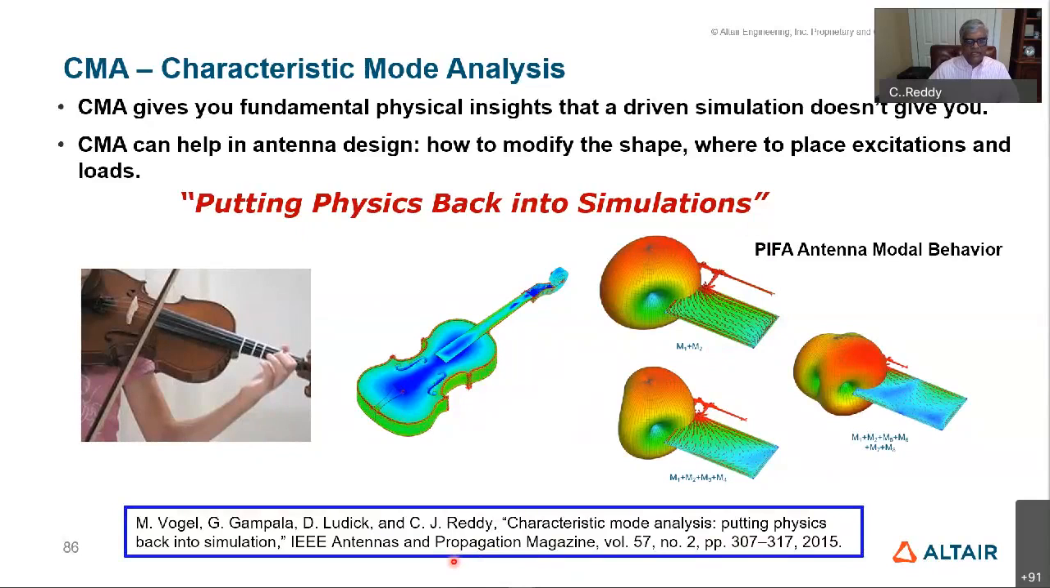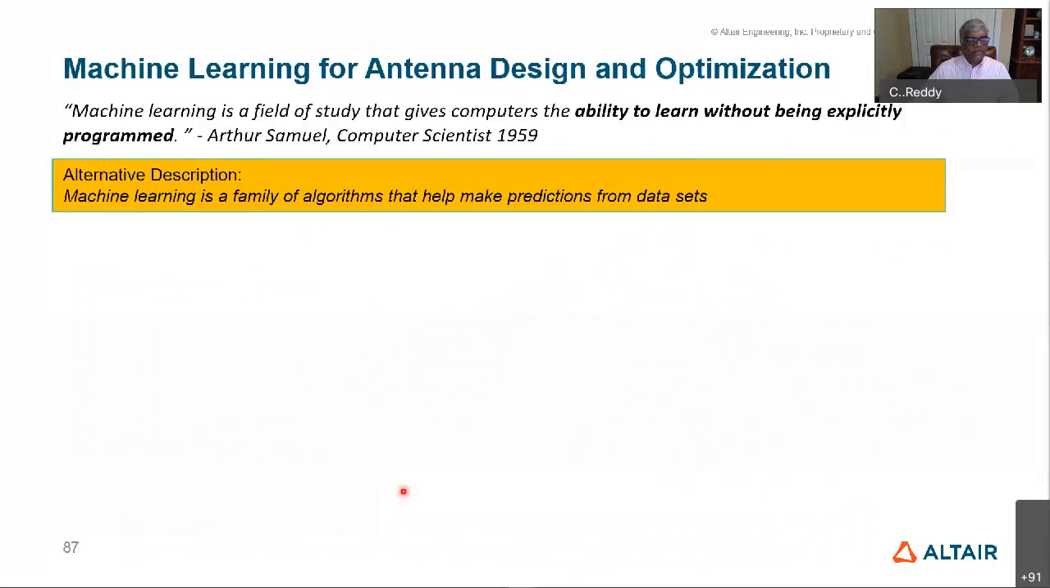We published a paper in 2015 in the IEEE Antennas and Propagation Magazine. I would highly recommend that you read that paper to understand the methodology and how it can be applied to various applications. Then, machine learning for antenna design and optimization.